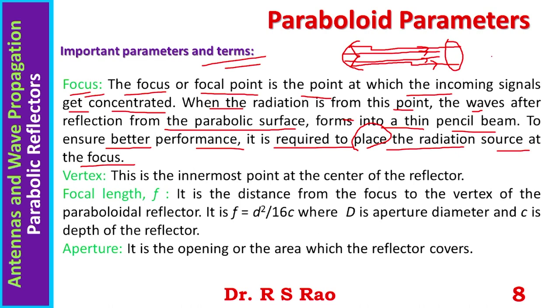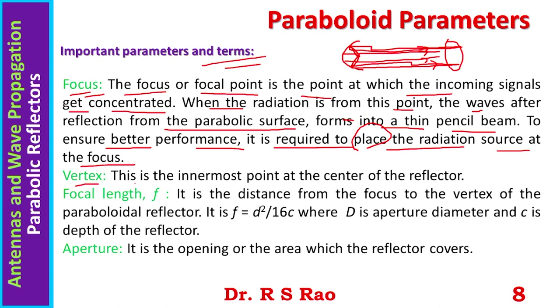When the wave is coming from faraway points and the antenna is acting as a receiving antenna, the operation is exactly inverse. The wave travels like this, comes, falls, gets reflected and reaches the focus. Similarly, a wave coming from faraway points travels, hits the surface, and reaches the focus, the focal point.